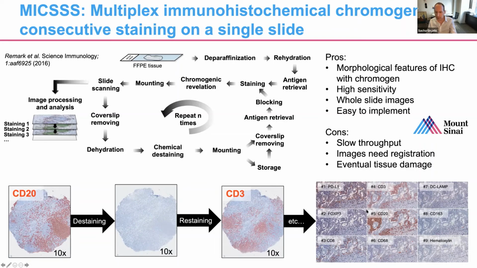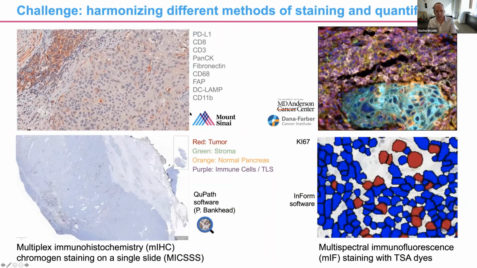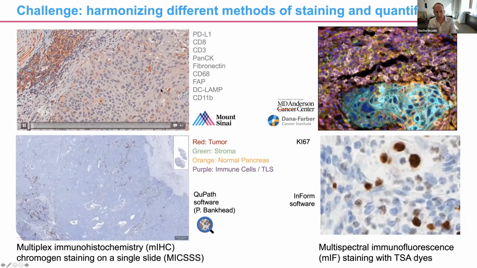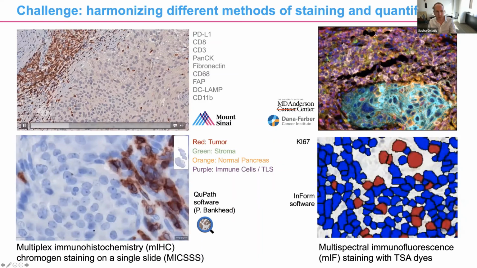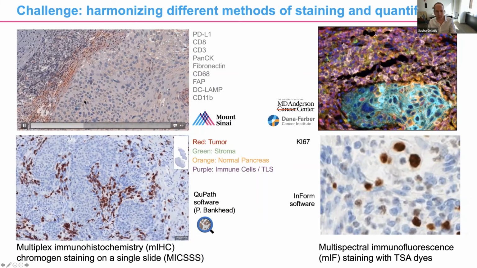The images that we generate need to be registered together if you want to look at co-expression of different markers. And eventually we do incur tissue damage, but we're still able to do now routinely about 10 to 12 markers on a tissue. So the main challenge has been, here is an example of our method for these markers like CD3, pancytokeratin, etc.